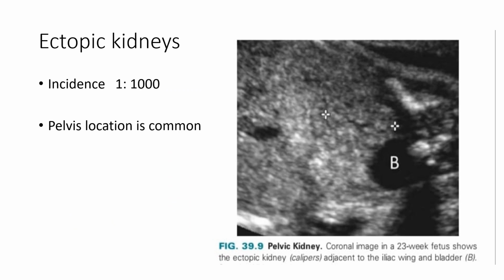Next is ectopic kidney. The incidence is 1 in 1,000 pregnancies. Usually, the pelvis is the most common location, mainly due to the failure of the ascent of the kidney during development. You can see this is the bladder, and this is the kidney, which is present in the fetal pelvis, in the ectopic site.